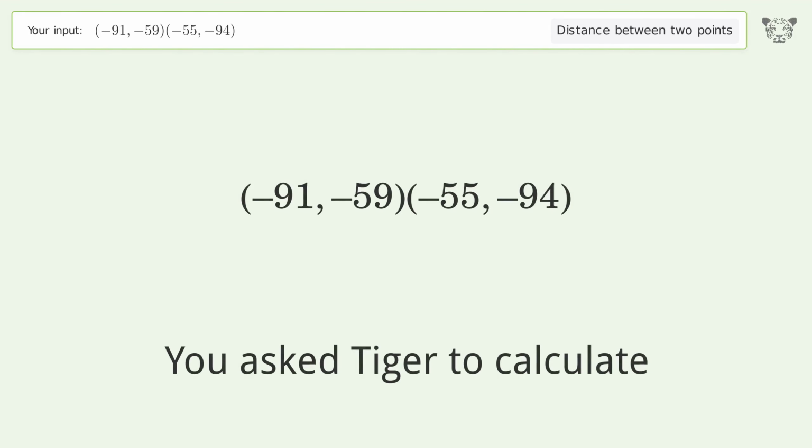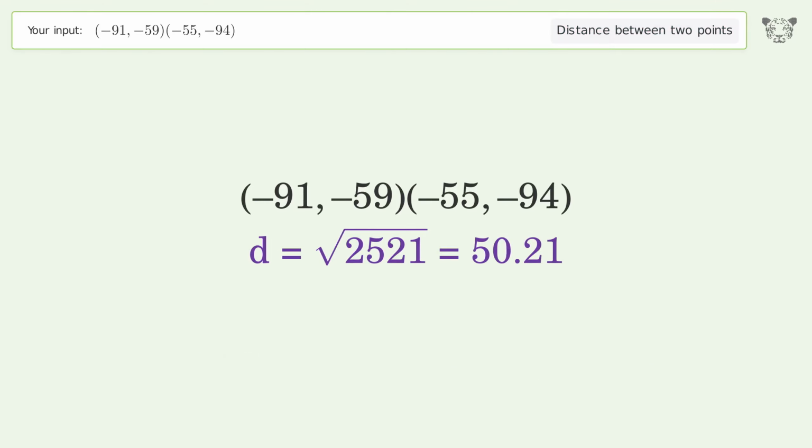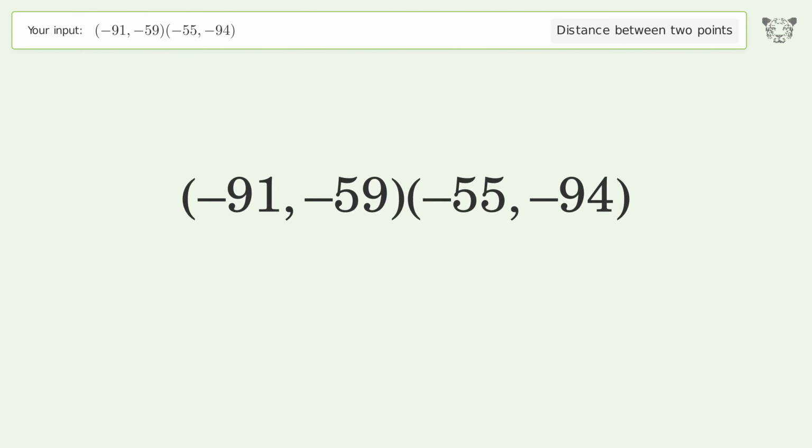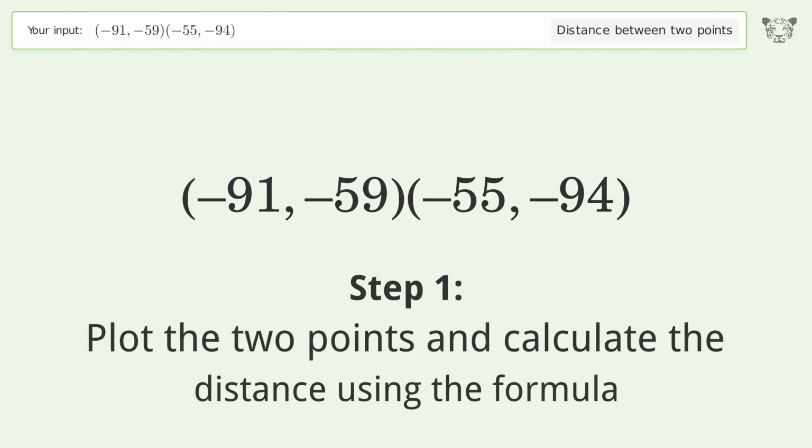You ask Tiger to calculate. This deals with the distance between 2 points. The distance between the 2 points is the square root of 2,521, or 50.21. Let's solve it step by step. Plot the 2 points and calculate the distance using the formula.